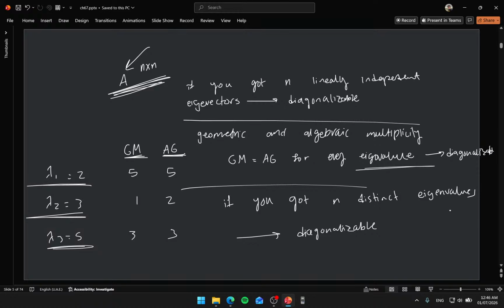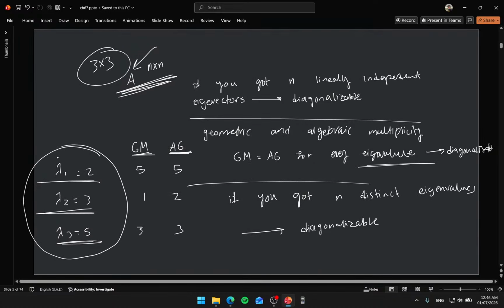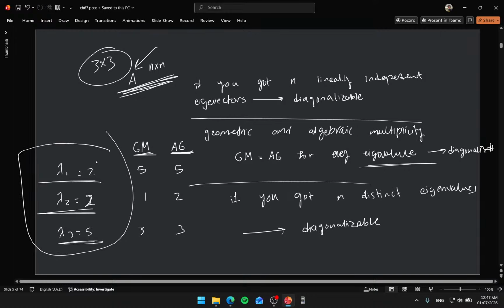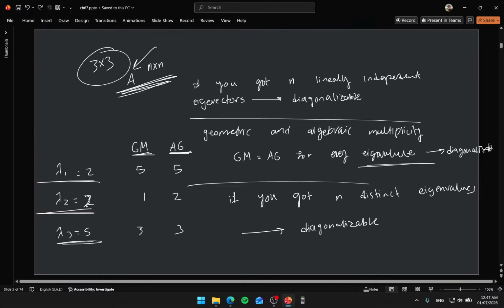So if we got this form, and n by n, like let's say matrix A is 3 by 3, so we get 3 distinct eigenvalues, then matrix A is diagonalizable. But the opposite is not true. If we got 2, 2, 5, this doesn't mean that matrix A is not diagonalizable. So that's the issue with this theorem. Because some students may think if they don't get n distinct eigenvalues, then it's not diagonalizable. No, it's not the case. If you have this case, it can still be diagonalizable.